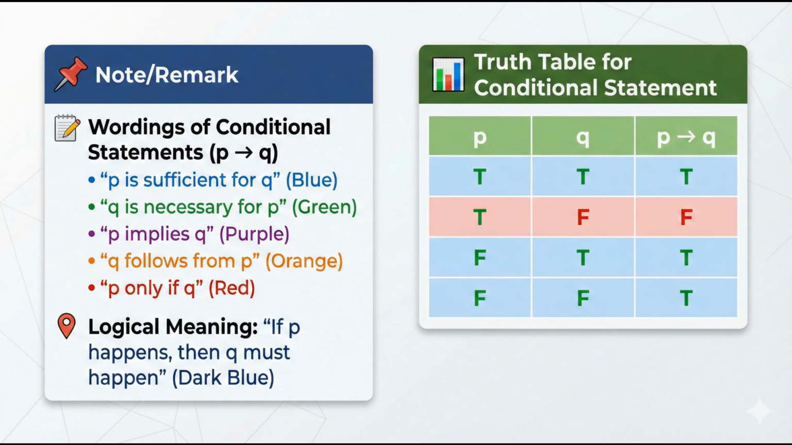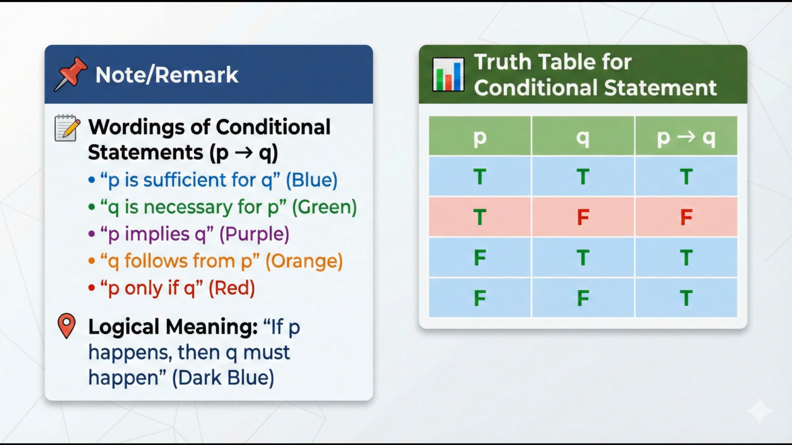Note, remark, different wordings. Now remember one very important point. The statement P implies Q can be spoken in many different ways, but the meaning remains the same. For example, P is sufficient for Q, Q is necessary for P, P implies Q, Q follows from P, P only if Q. The wording changes, but the logical meaning does not change. The logical meaning always is, if P happens, then Q must happen.